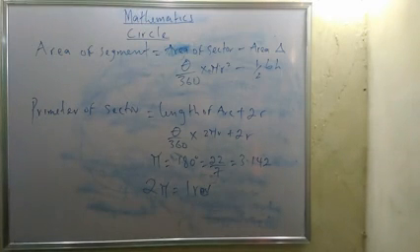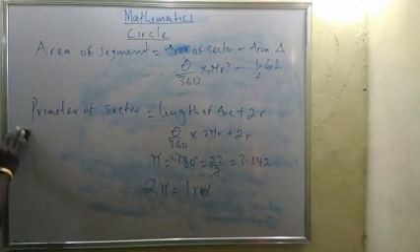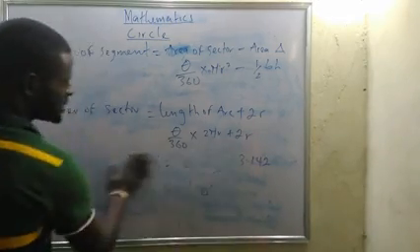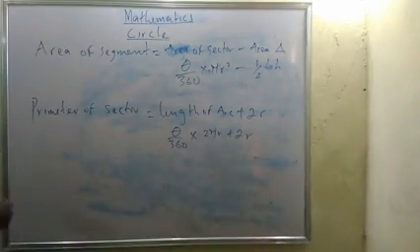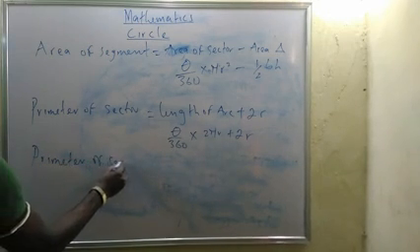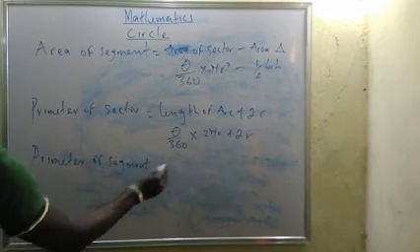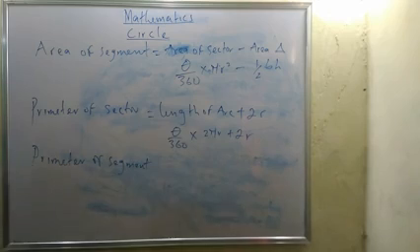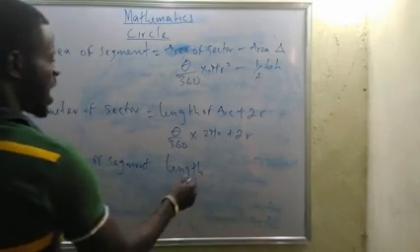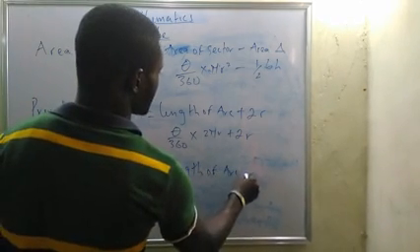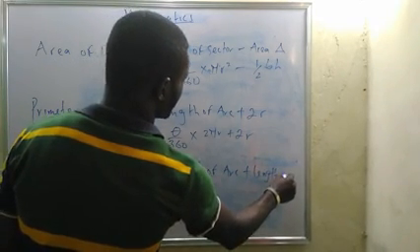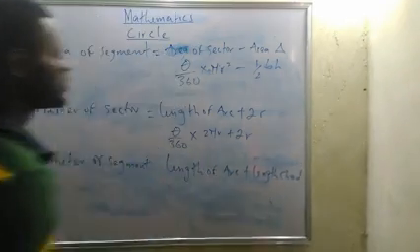Now, another thing that I want us to understand here, before we go deeper: how do I find the perimeter of a segment? Perimeter of a segment is always equal to length of arc plus length of chord. Now, the problem is, how can I find the chord?